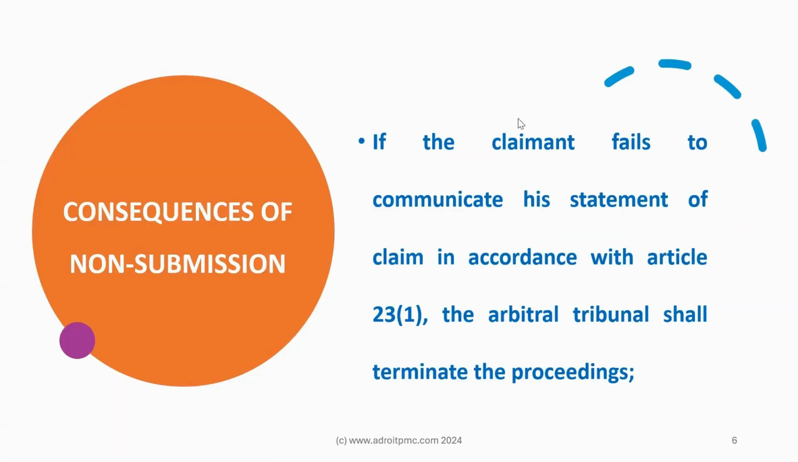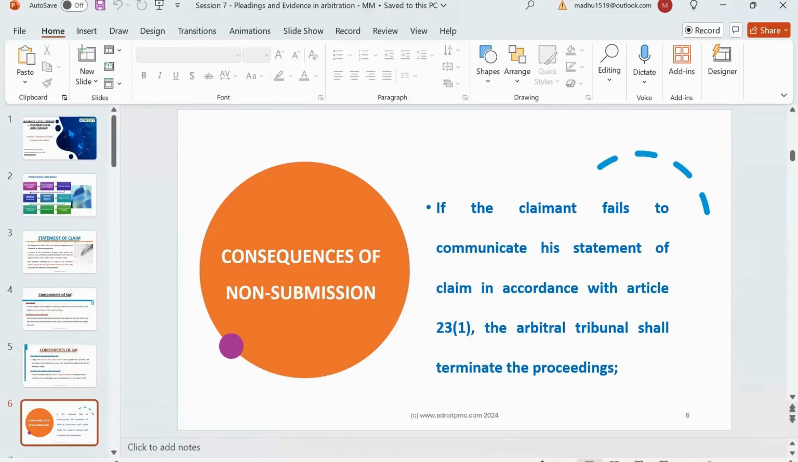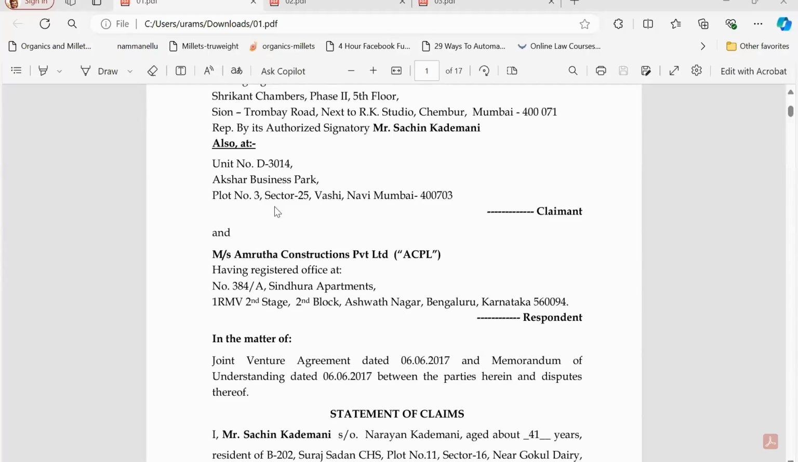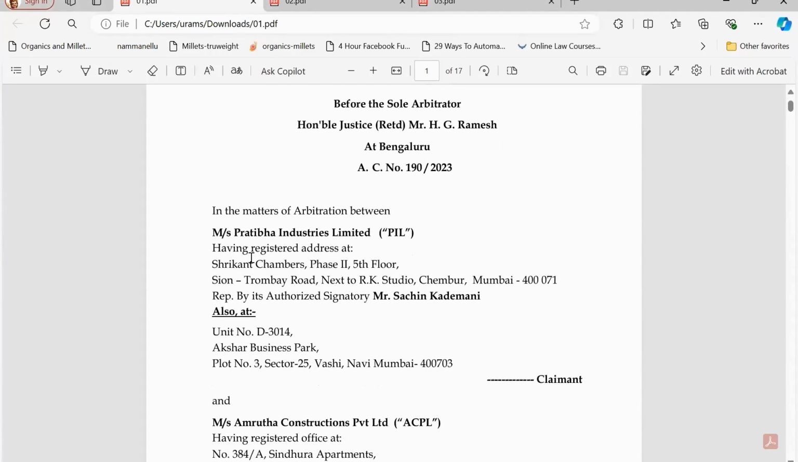So before going into the statement of defense, let me show a statement of claim for your reference. Sir, hope it is visible. Madam, please close your PPT. Now you open that. Now it is coming up. Yes, now it is visible. Thank you, sir.